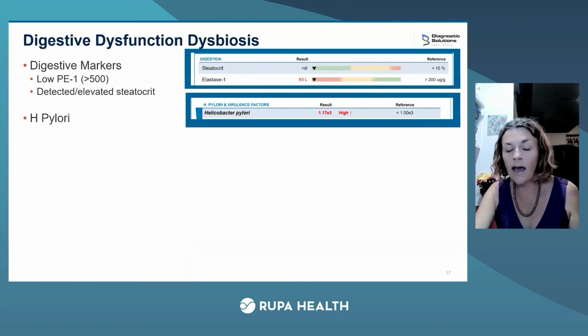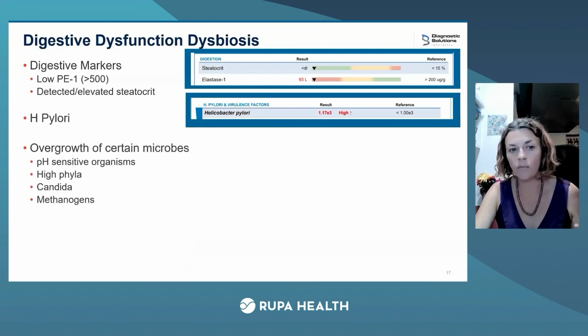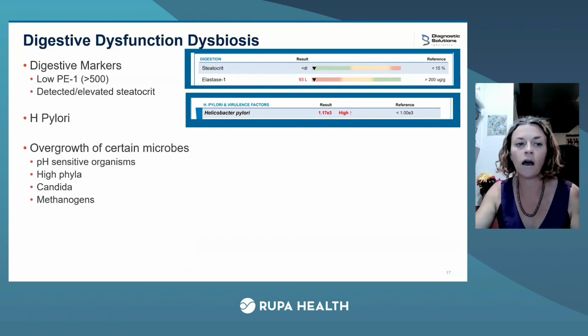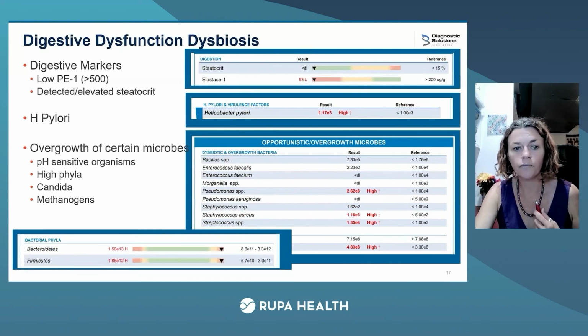So obviously we're looking at H. pylori due to everything we just talked about with H. pylori's potential impact on hypochlorhydria. We always want to compare that to the digestive markers, and then overgrowth patterns, particularly those pH sensitive organisms, high phyla. We'll often see yeast overgrowth. Yeast is a very slow growing organism, so we tend to see more yeast overgrowth in this sort of pattern of digestive insufficiency and often slow motility as well. So that would be an example. And the phyla overgrowth is a good clue as well.